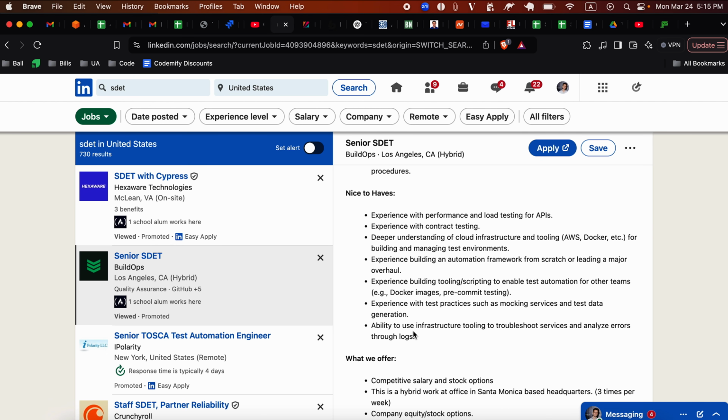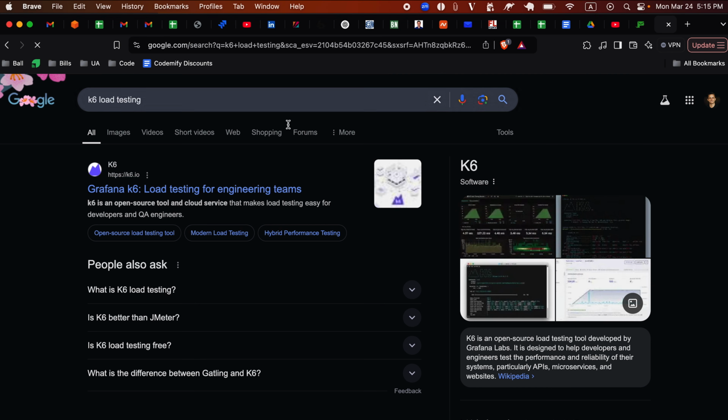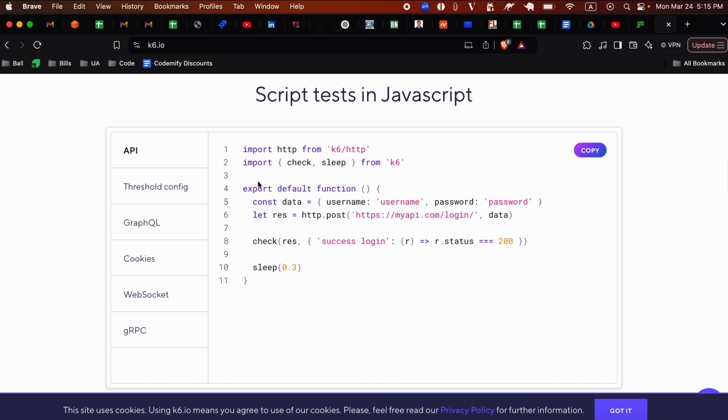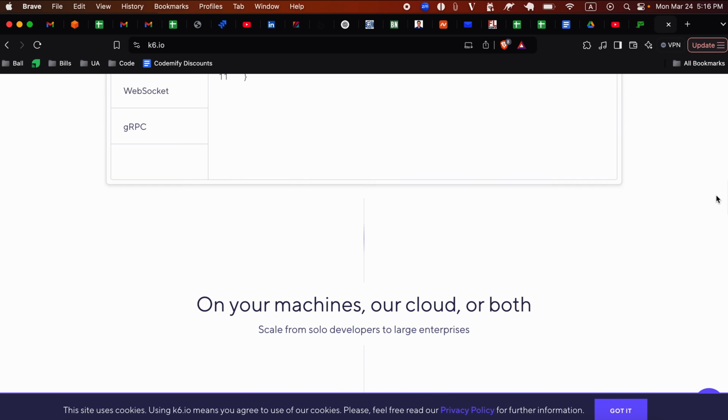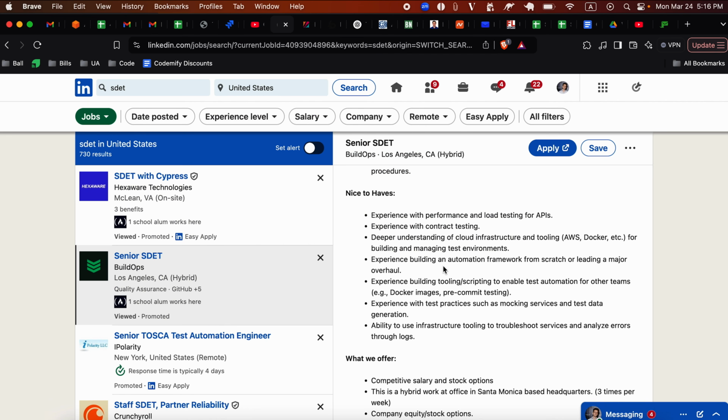Alrighty, and my favorite part, because usually I get everything: nice to have, experience with performance testing and load testing for APIs. If you go to Google, type in K6 load testing, boom, navigate here. And then you can go through these examples. It's very simple code. Here's JS, and you can probably use different programming languages, but it's super simple code in JS where you can do load testing and performance testing.